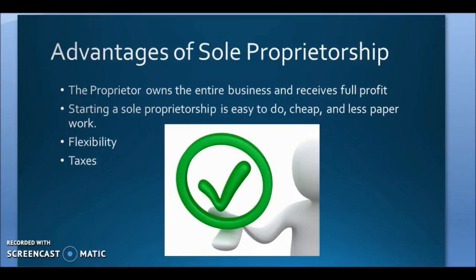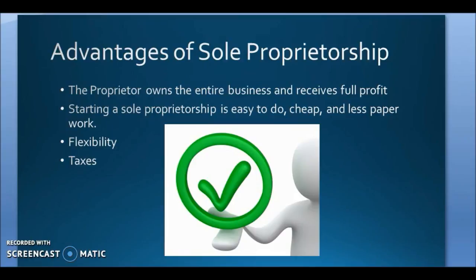Some of the advantages of sole proprietorships is that the proprietor, the owner of the business, owns the entire business, and he or she receives full profit from it. So they don't have to worry about partners or people who are going to be taking funds or taking responsibility of trying to lead the company. They don't have to make decisions with someone else. They make full decisions themselves.